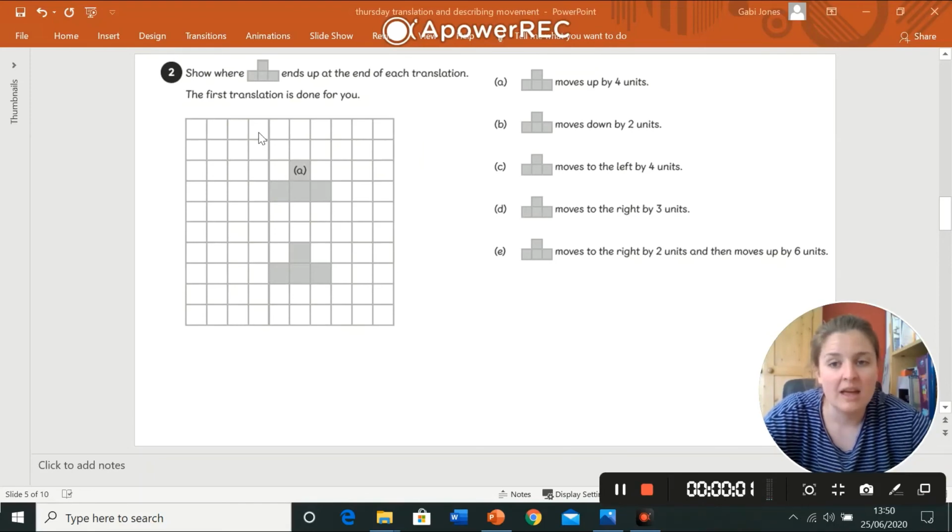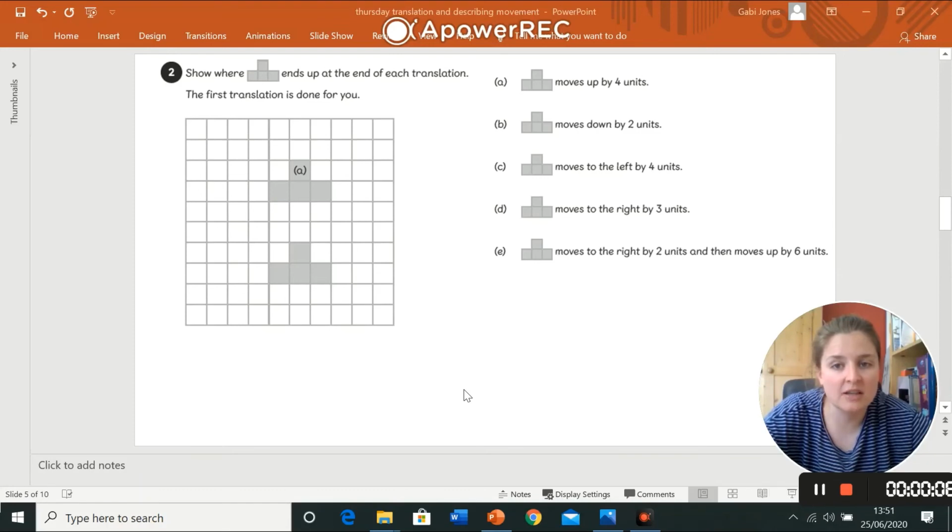Okay, here is another one for you. It shows you where this shape A ends up at the end of each translation. It's done question A for you by moving it up 1, 2, 3, 4 places. So this is the original shape here. You need to move it in these instructions, each time resetting back in the original place, and show it all on the same grid. Remember, all these worksheets will be on Purple Mash for you to print or download and edit on top of. Okay, are you ready for the answers for those 2 questions?